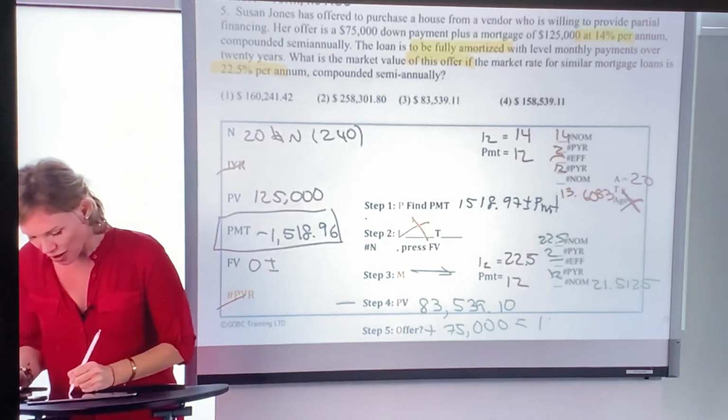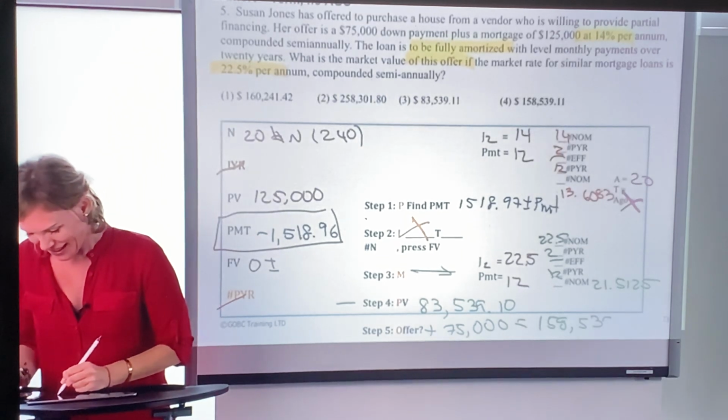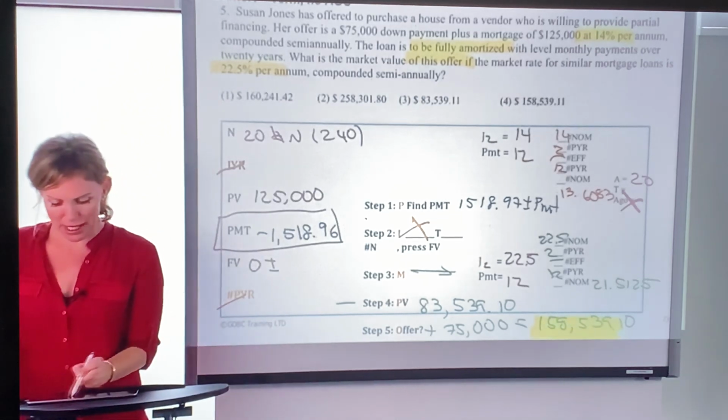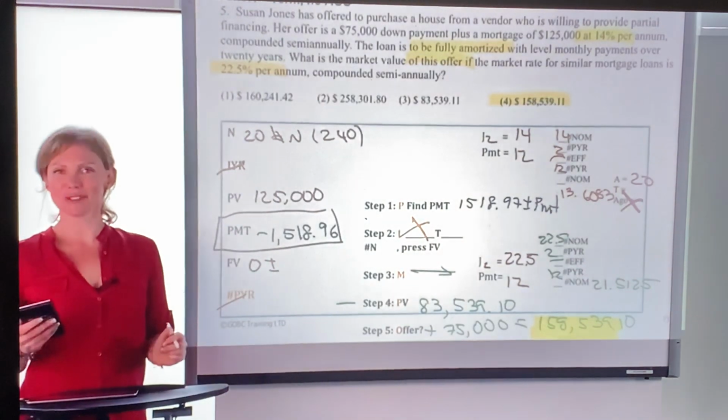Those questions are really good. We like PIMPs. We want to have more PIMPs on the exams. Okay, perfect. So this is what I got in here: 158,539. Look back at the answers, and we have it as option number 4, 158,539. Okay, let's do more. Of course we do. You like this.